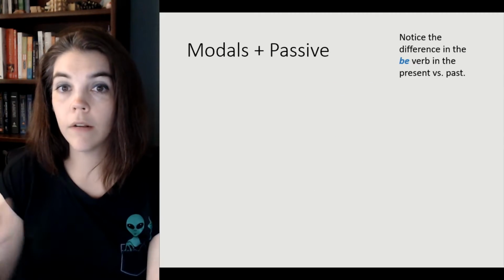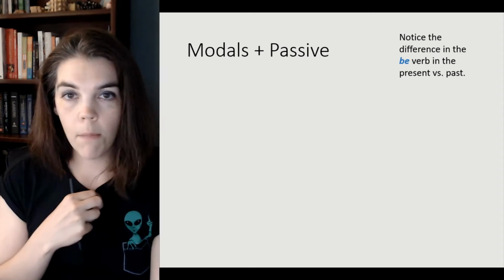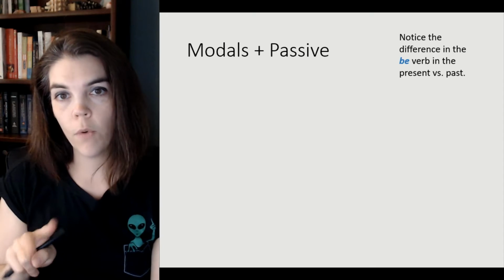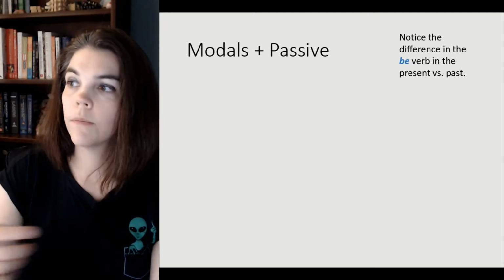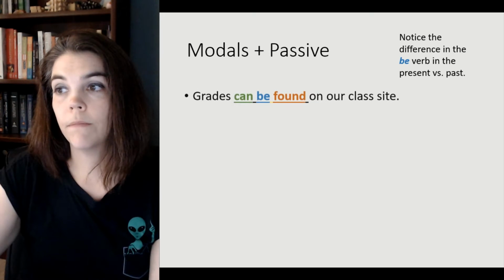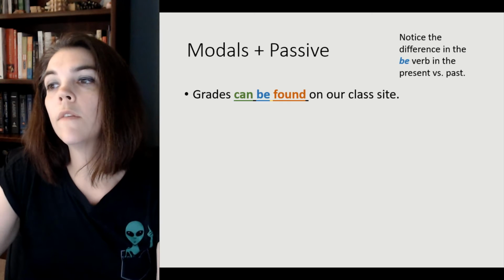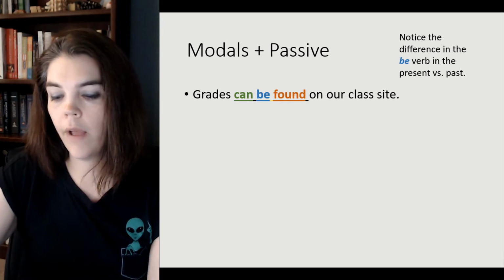All right, now our last iteration here is with modals. Now modals, we're going to see two different forms. One is for present and one is for past. Again, pay attention to that be verb. All right, grades can be found on our class site.